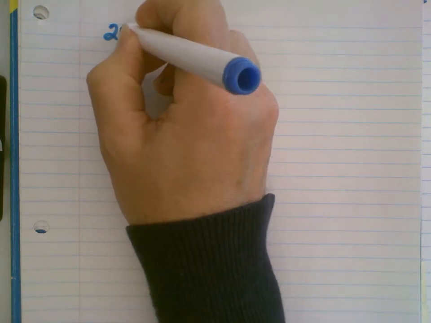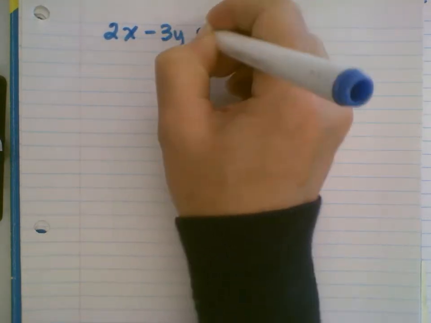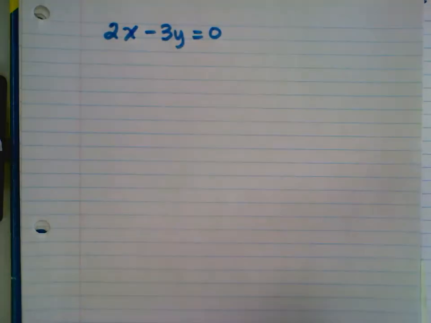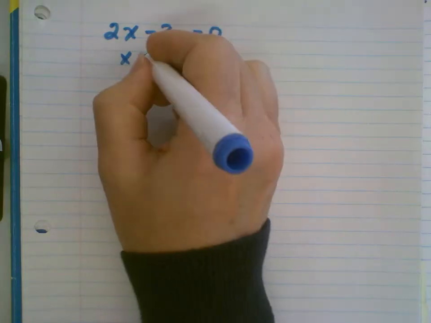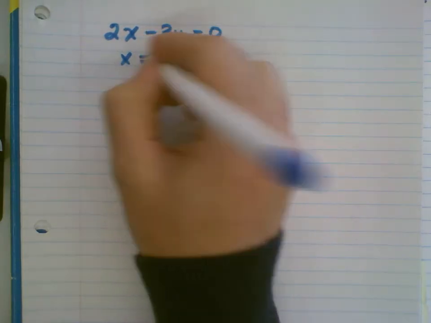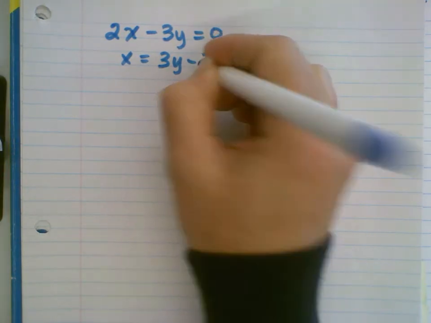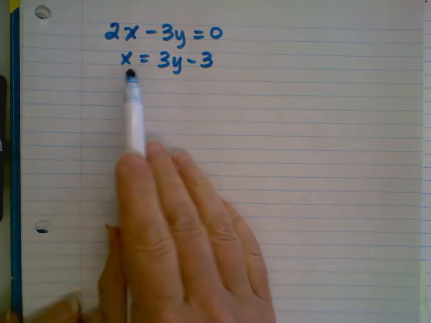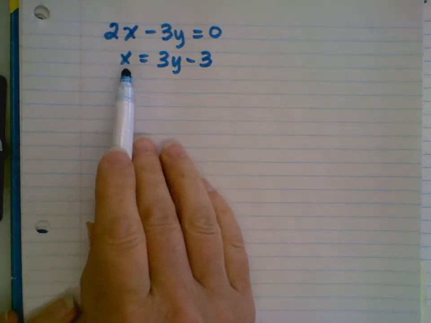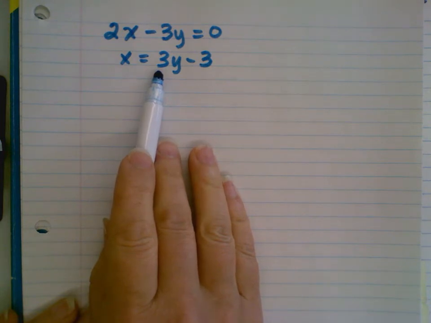So we've got 2x minus 3y equals 0. And the second equation given is x equals 3y minus 3. So I am going to start with, I'm going to rearrange them so that they do have the same terms in the same location. And currently they're not.